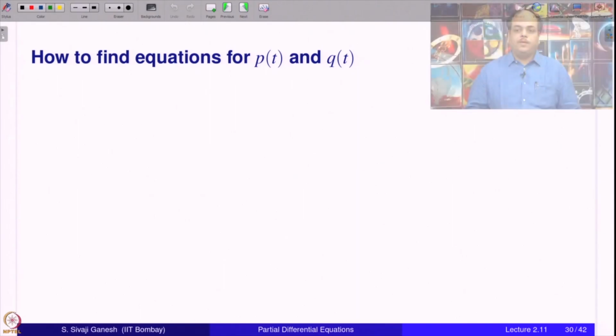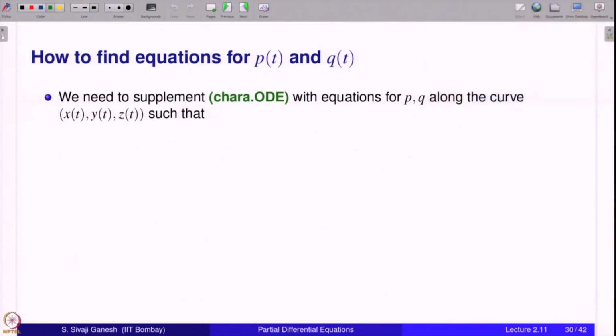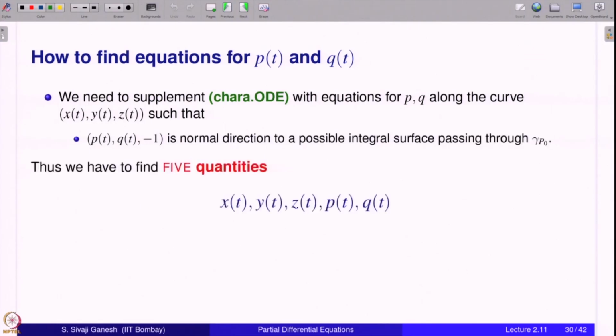So, how to find the equations for P(t) and Q(t)? We need to supplement chara ODE system with equations for P and Q along the curve x(t), y(t), z(t), and what should be the property? P(t), Q(t), minus 1 should be the normal direction to a possible integral surface, they are not arbitrary functions. So, we have to determine 5 quantities x(t), y(t), z(t) and P(t), Q(t), and not just the 3 quantities because we are unable to determine the 3. We would have been very happy if we had got x(t), y(t), z(t), we could have proceeded, but the equation for x(t), y(t), z(t) involved P and Q, therefore, we need to find P and Q also.